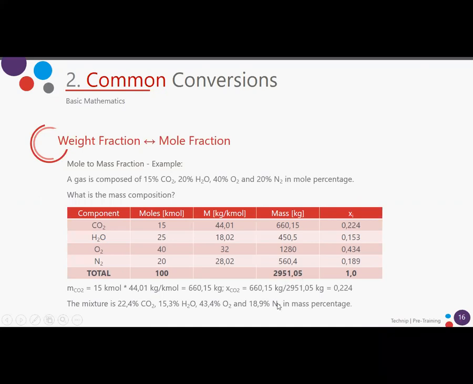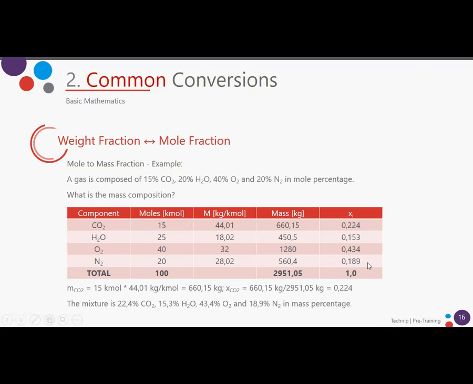And the last step we have to do, in order to get our mass fractions, is divide the mass of one component, let's look at carbon dioxide. So I have to divide the mass of carbon dioxide, 660.15, by the total mass. Then I will get a mass fraction of 0.224 for carbon dioxide. And again, I do this for all my components.